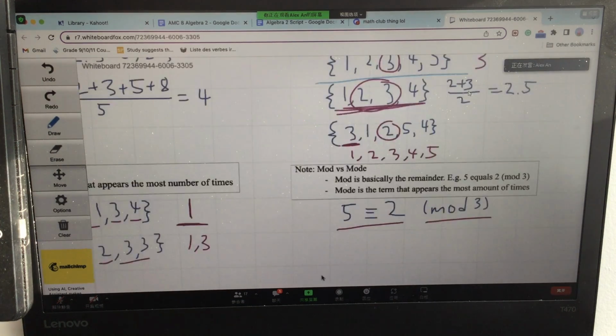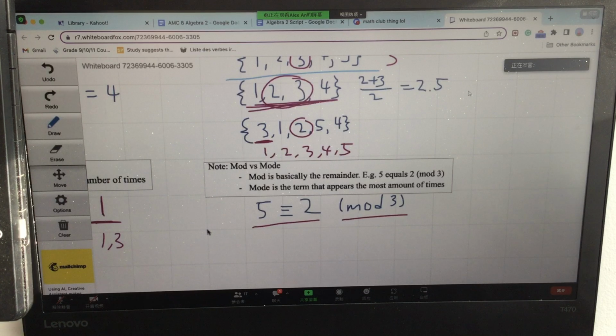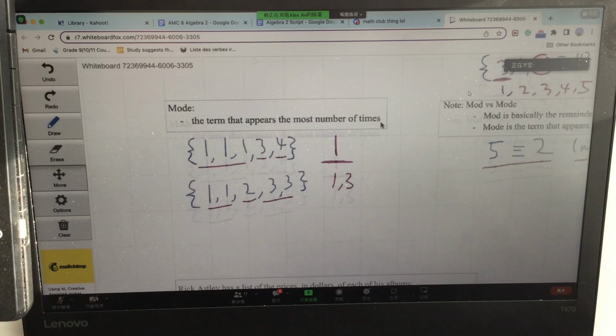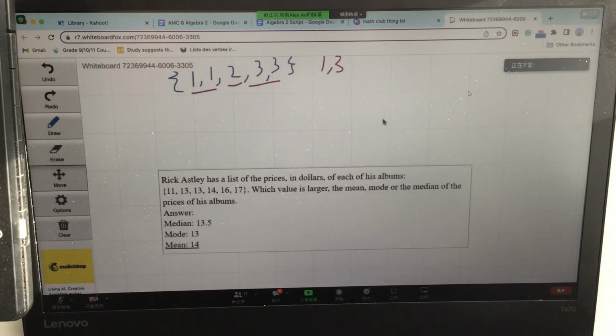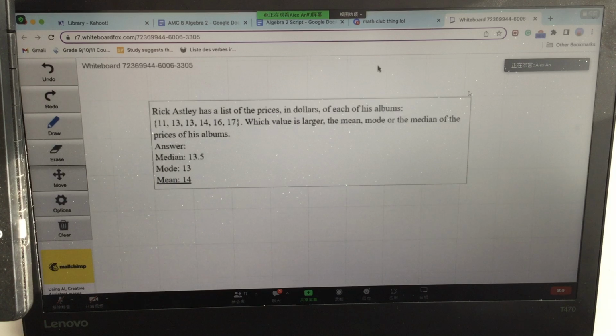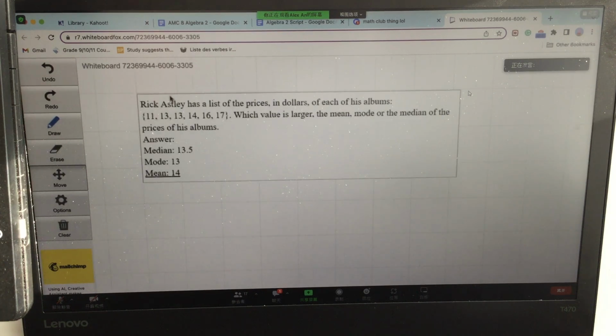Are there any questions? If there are no questions, then yes, Rick Astley.